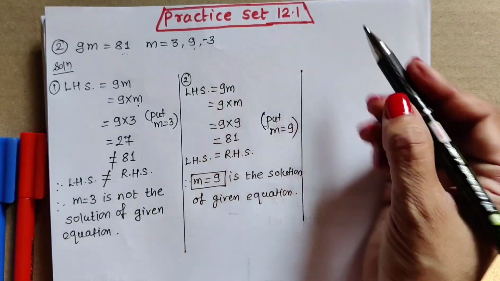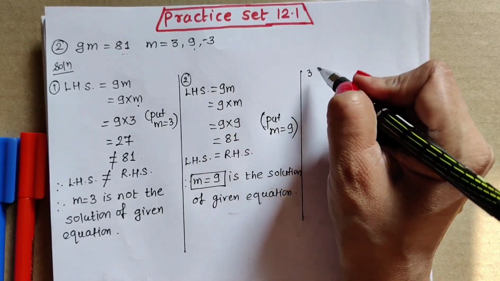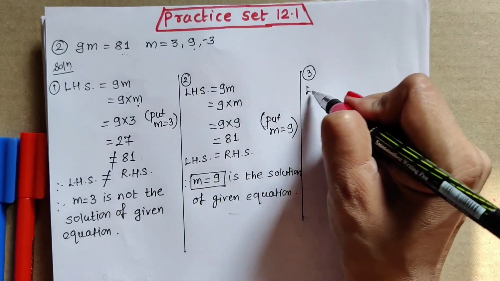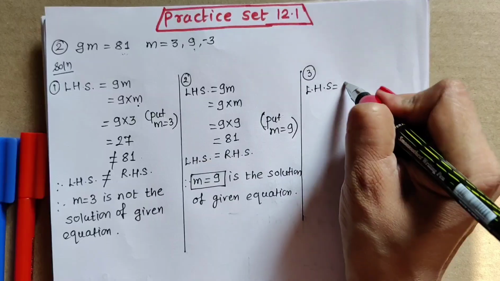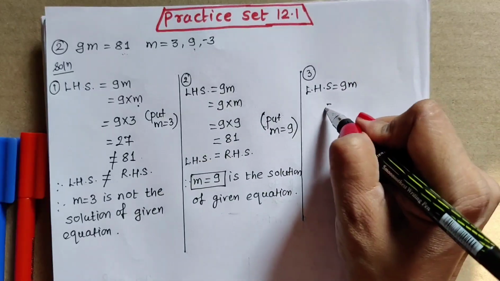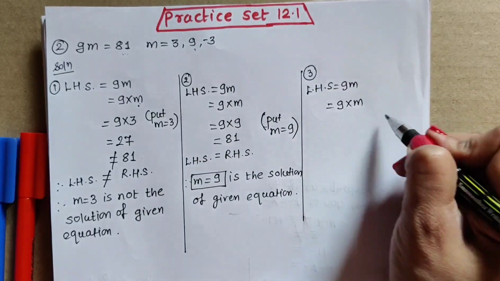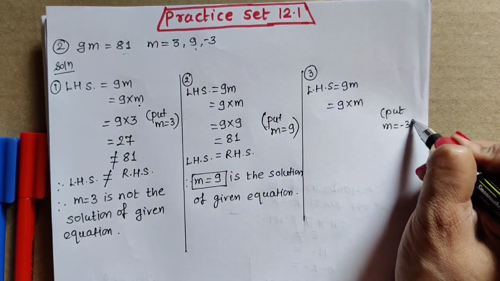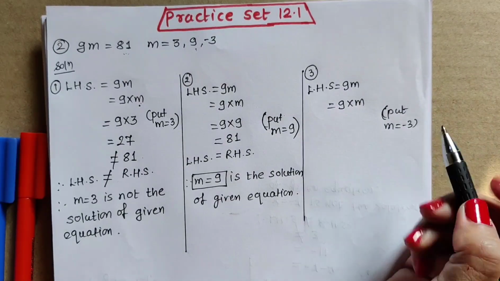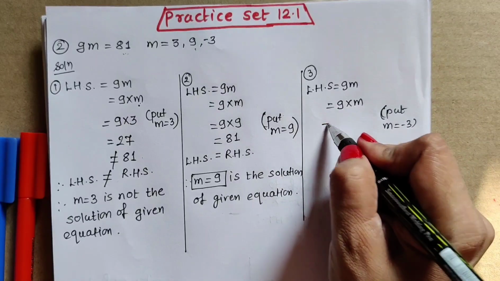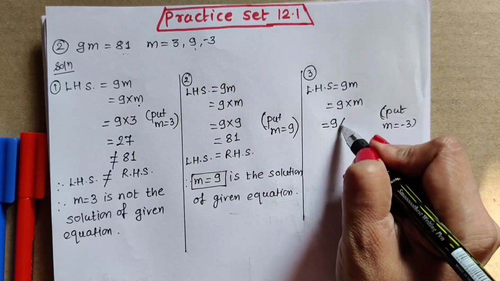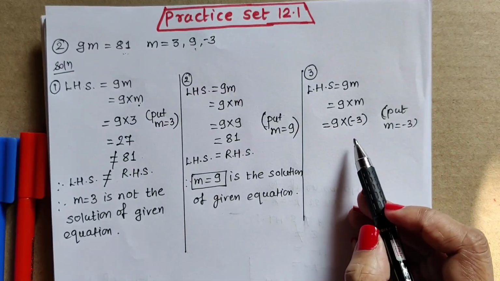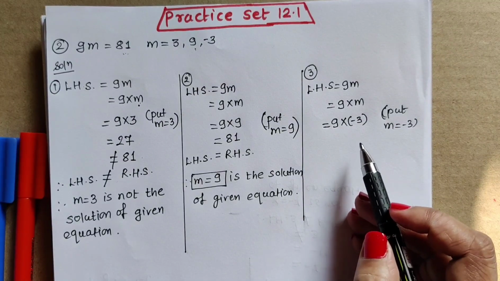Let us check for -3, whether we are getting it as a solution or not. So for the third value, left hand side is equal to 9m. That means 9 multiplied by m. Now we are going to put m is equal to -3. So where there is m we will be writing -3. 9 as it is, write down. In place of m I am going to put -3. As it is -3 we have to put it inside the bracket.